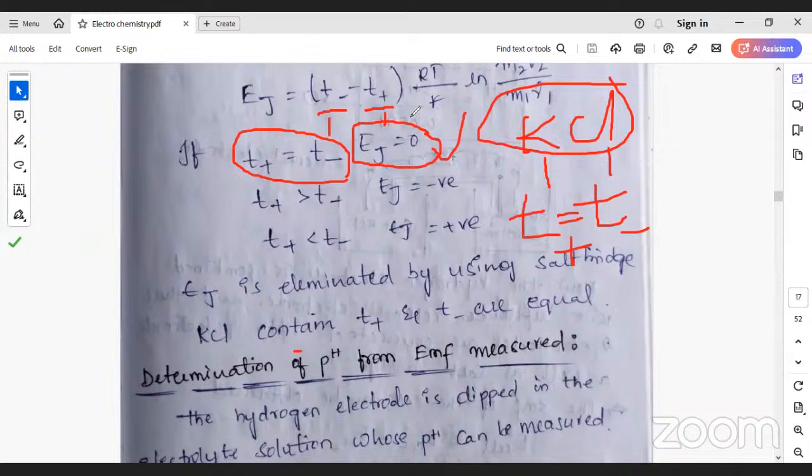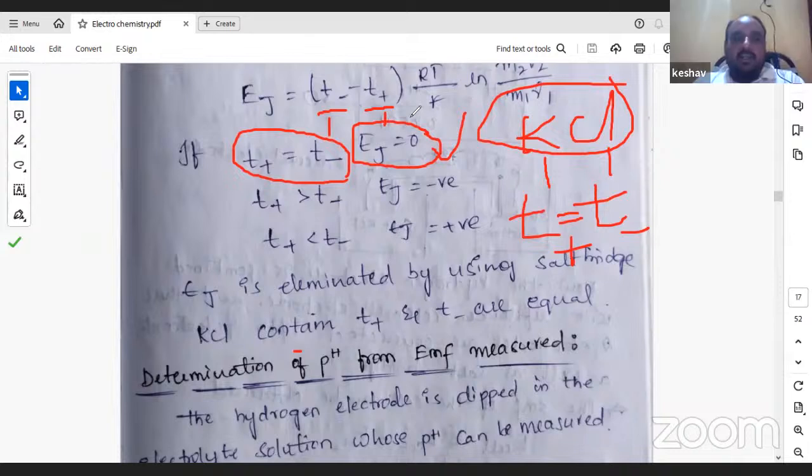Yes, sir. Why the liquid junction potential can be easily eliminated means this is the reason, right? So, it's simple. Can I use a little bit of Telugu? Otherwise, I will explain again in English.